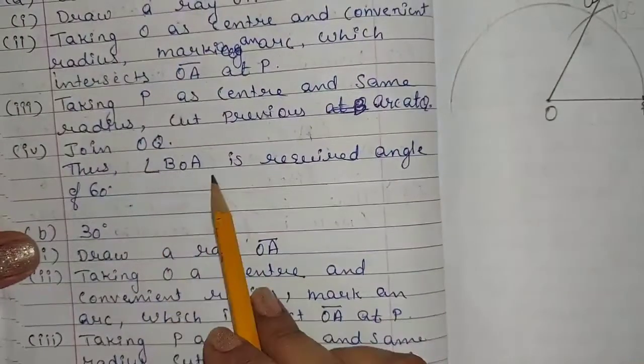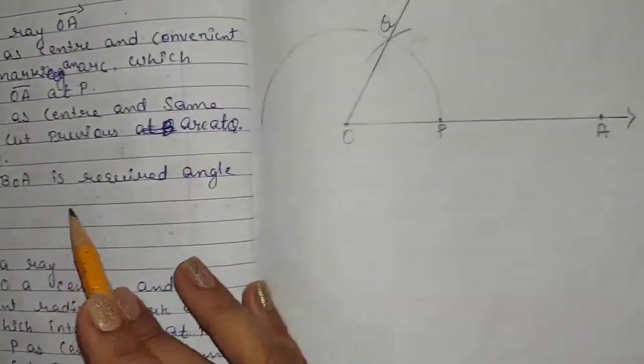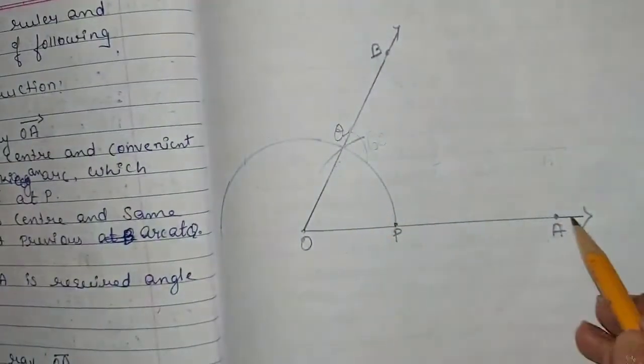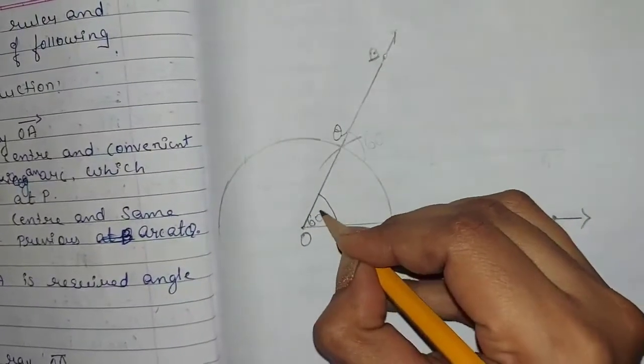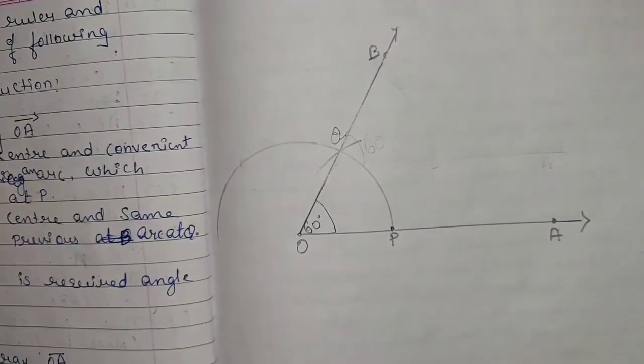Thus, angle BOA is the required angle of 60 degree. Hence, students, this is angle BOA, which is the required angle 60 degree. Now, let us see question number B.